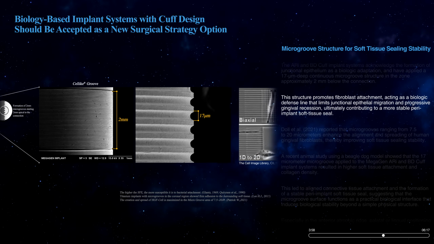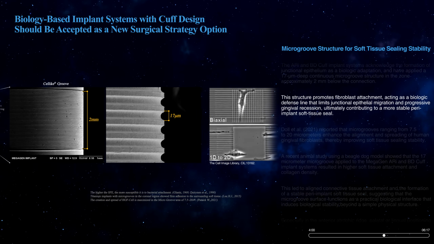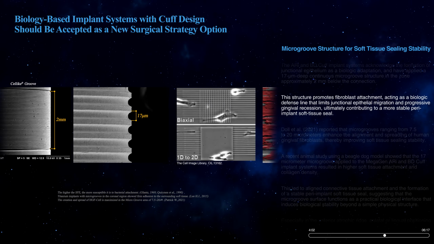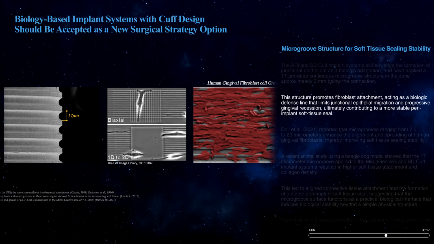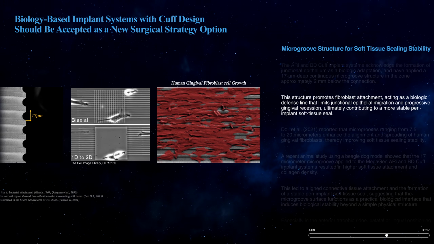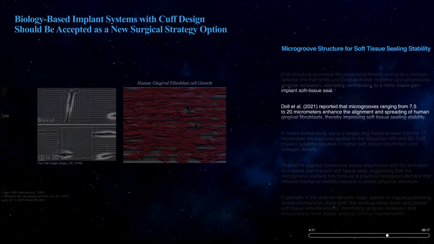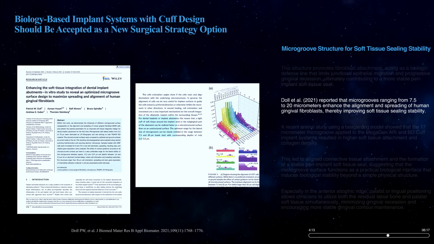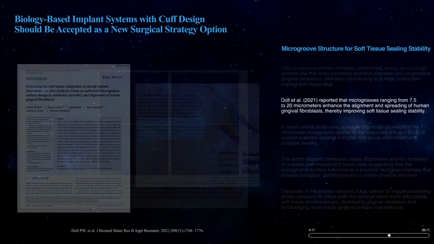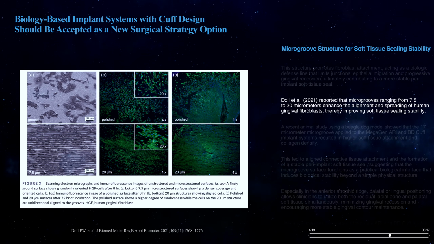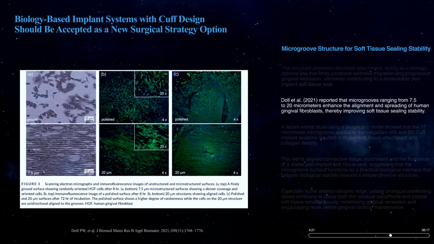This structure promotes fibroblast attachment, acting as a biologic defense line that limits junctional epithelial migration and progressive gingival recession, ultimately contributing to a more stable peri-implant soft tissue seal. Dahl et al. reported that microgrooves ranging from 7.5 to 20 micrometers enhance the alignment and spreading of human gingival fibroblasts, thereby improving soft tissue sealing stability.